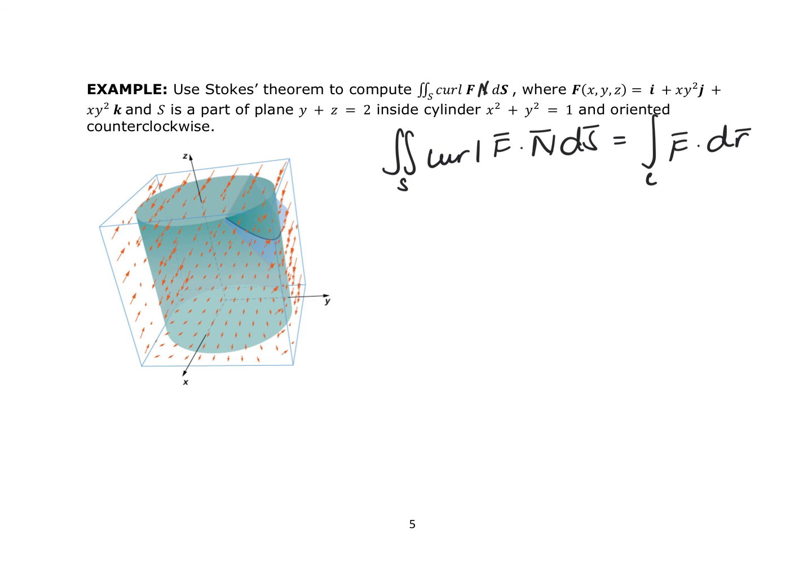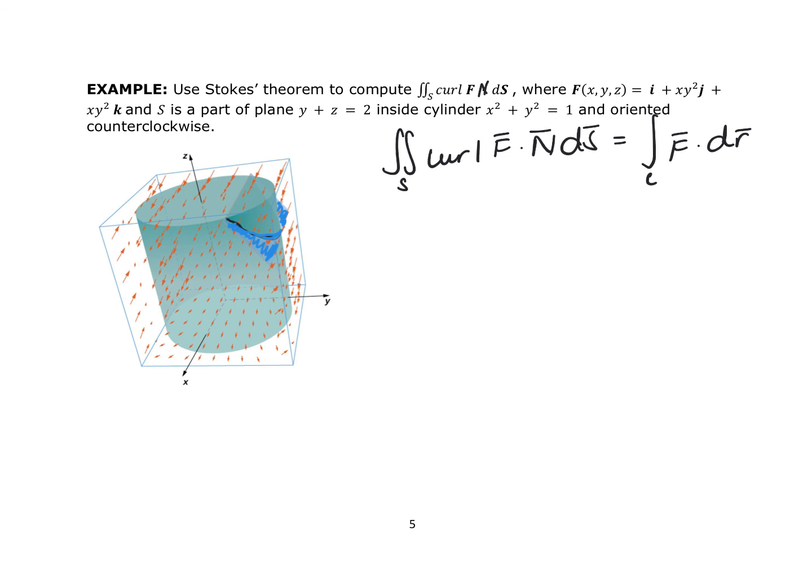All right, so what we need to do is parameterize the curve, which is the intersection of the plane and the cylinder. This is the curve. This is my plane, where you can see it coming in right here, and this is my cylinder, which is sort of a parabolic shape. So I need to parameterize that.